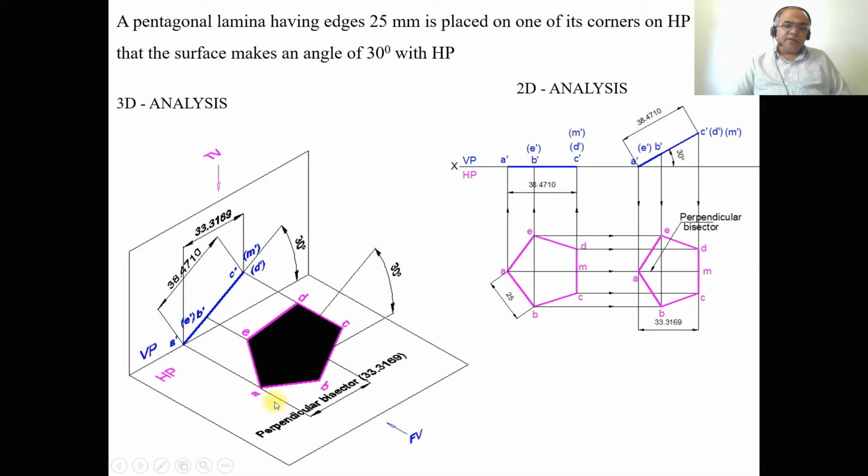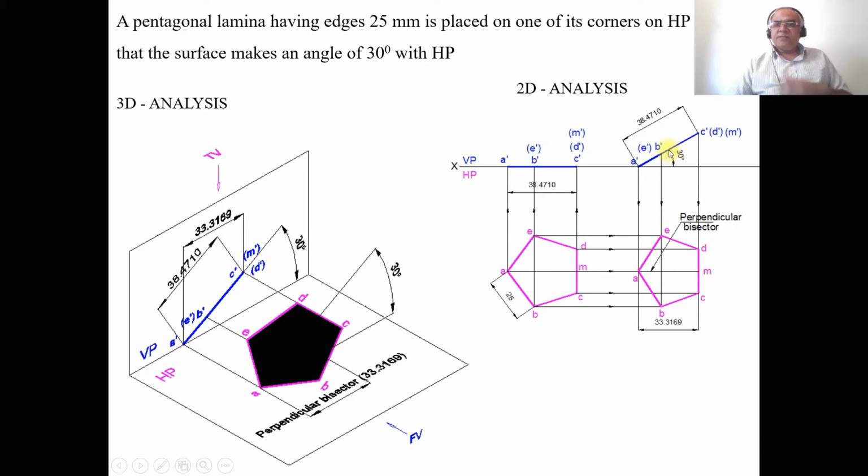And as we see from the front view, ABC is near to the observer, so A dash, B dash, C dash is visible. M dash, D dash and E dash are away from the observer, so they become invisible. So this is how you will be able to see that. And similarly here also we can see that the surface A dash, B dash, C dash is visible and D dash, M dash and E dash become invisible.